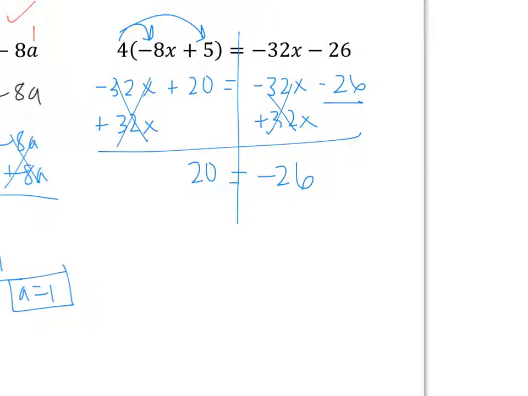and does 20 equal -26? No, it doesn't. So what does this mean? This means that I have no solution to this problem. So there's nothing here to check over just to make sure I did the math right, but I can't plug anything back in. So again, if I double check, 4 times negative 8x is negative 32x plus 20 equals negative 32x minus 26. Even if I move the 32x over, that cancels out to be 0x, and 20 does not equal -26, so I have no solution.